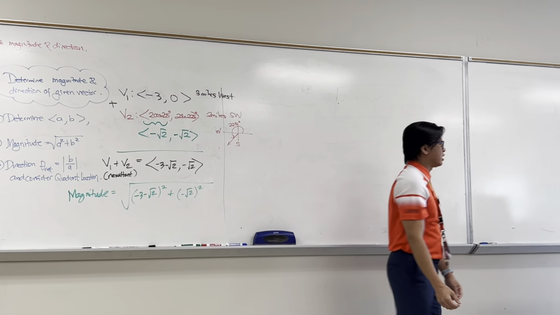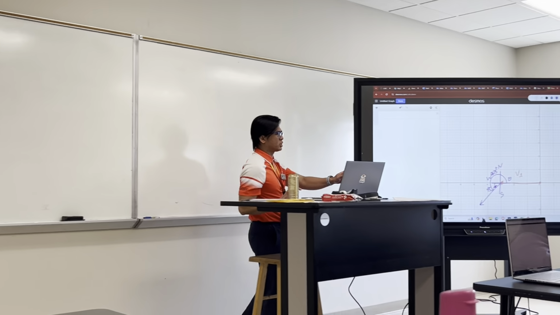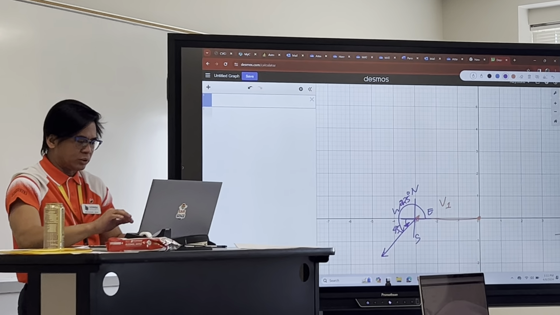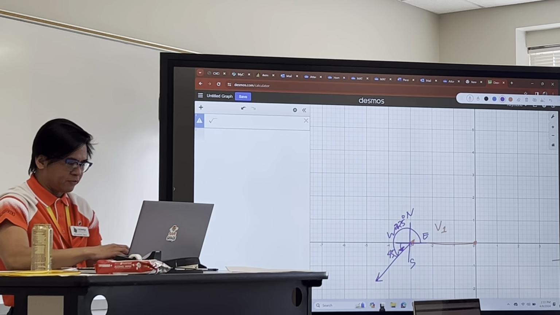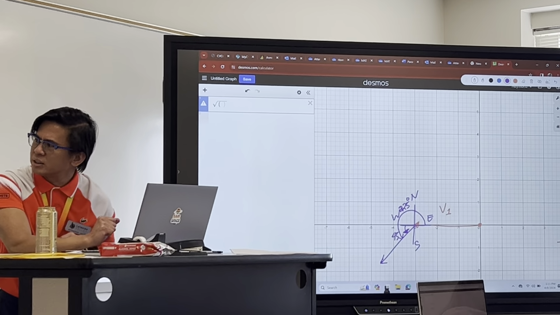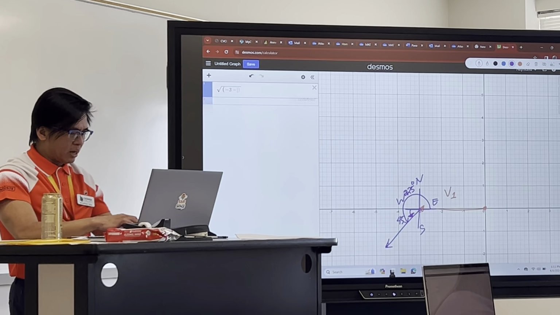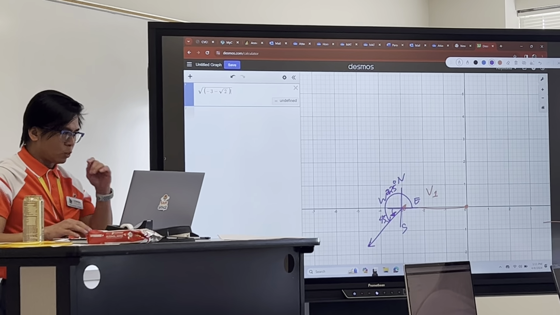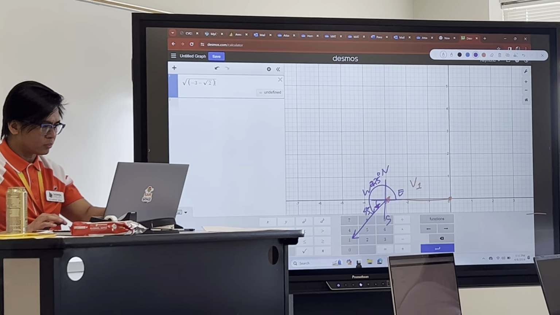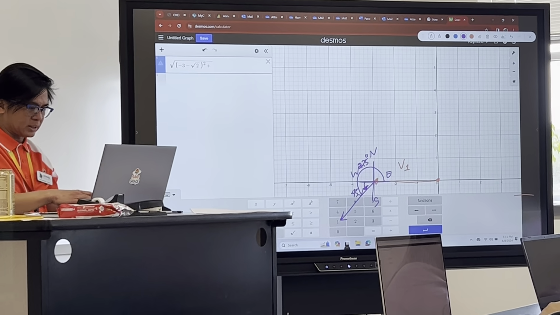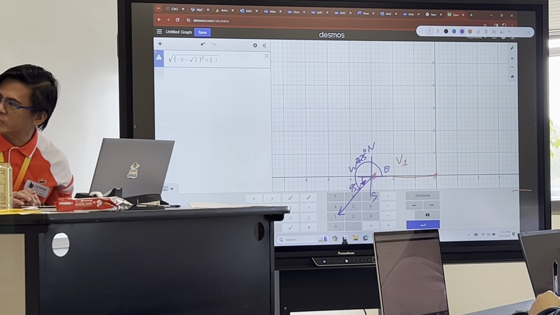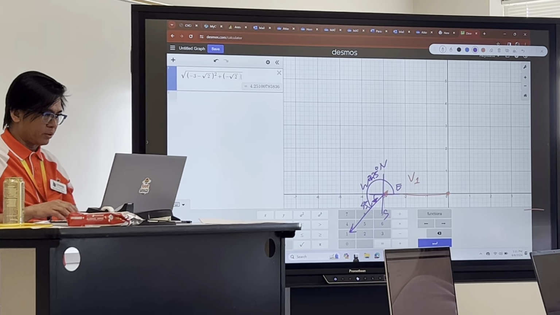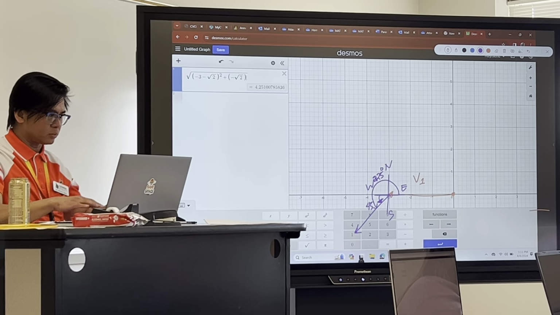Okay, now let's see. In here, we're basically just going to use our calculator. And here it is. So what's the magnitude, guys? Square root of, what's the first parenthesis? -3 minus square root of 2. Square it. Plus, the other one is, what's this? Negative square root of 2. Square it as well.